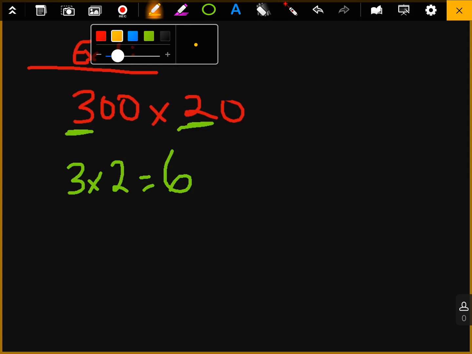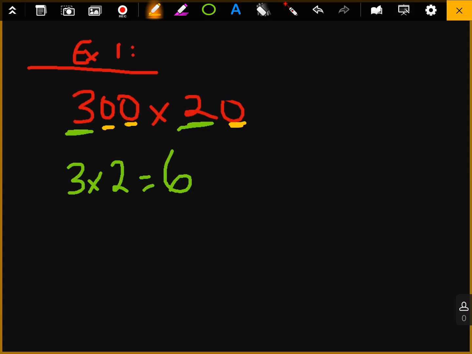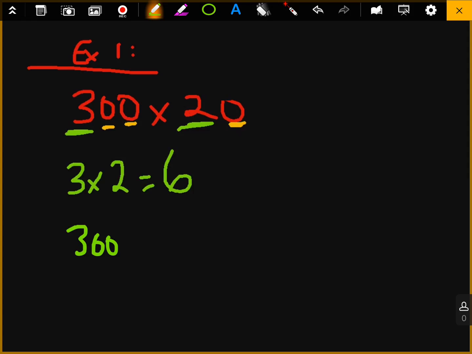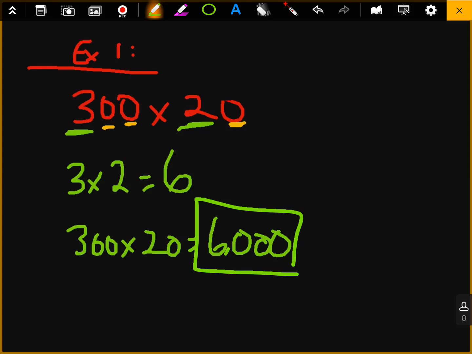Now, step 2 is count the zeros. Well, how many zeros do we have here? 1, 2, 3. Those are the zeros you're going to add. So 300 times 20, there's 3 zeros, okay? So it's the same as 3 times 2, but you add those 3 zeros. And the answer is 6,000.